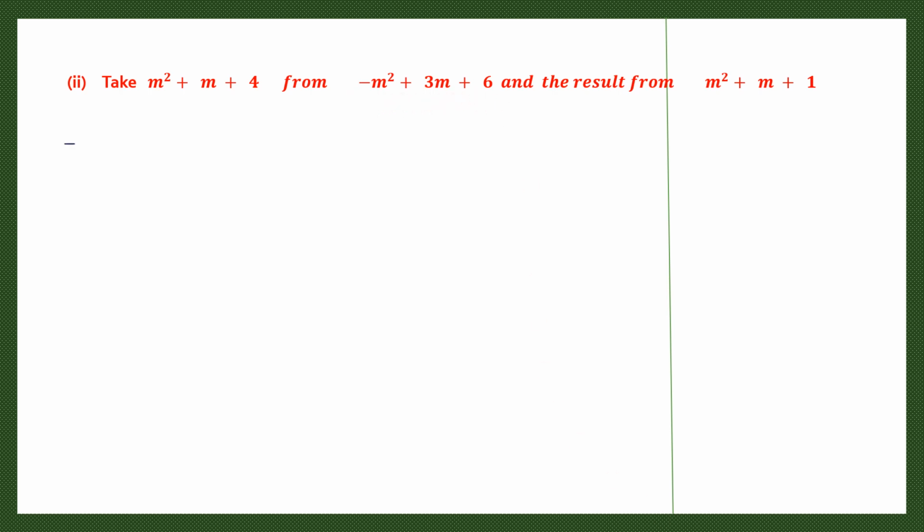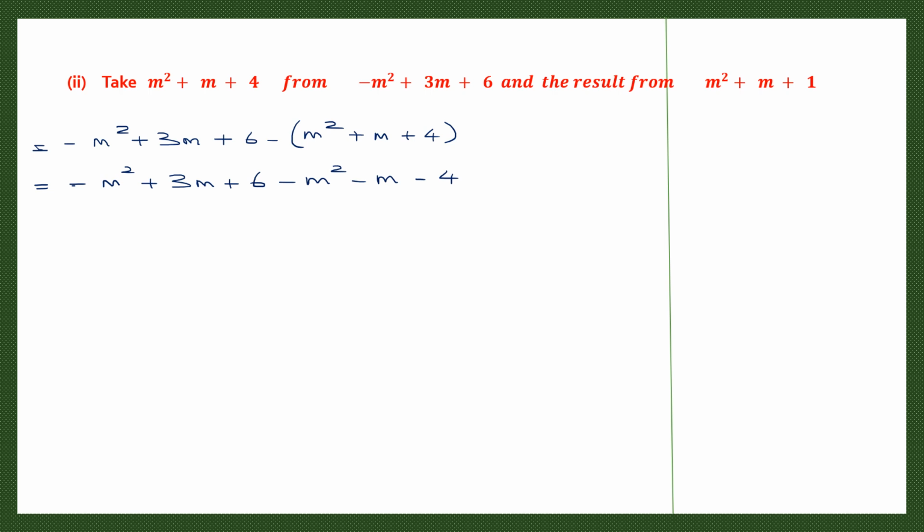So here we have minus m square plus 3m plus 6. Now we're going to take this, the first one from this. So let's put minus m square plus m plus 4. So this becomes minus, we are leaving the first polynomial as it is, minus m square plus 3m plus 6. Now we're going to open the brackets for the second one. So since it's minus, all these signs will change. So that will become minus m square minus m minus 4.